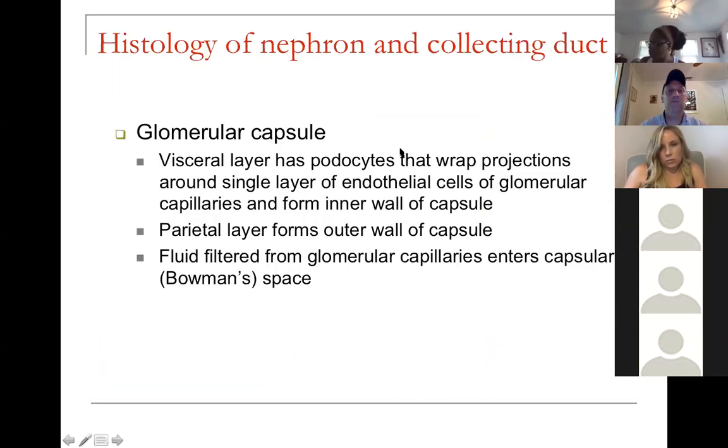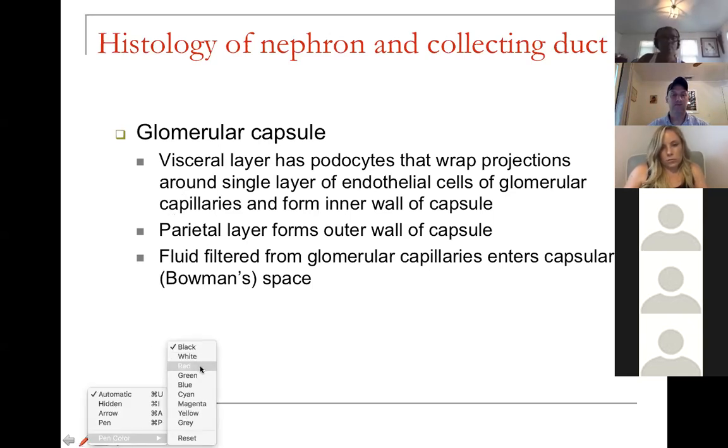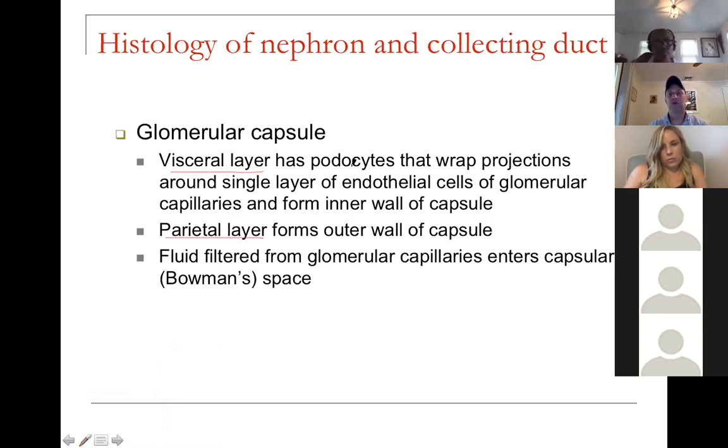So what is that glomerular capsule then? The glomerular capsule is made up of two layers. Look, repeating pattern, must be at least number 10 for this summer, right? We have a visceral layer and we have a parietal layer. The visceral layer is made up of a series of cells called podocytes, and they wrap around a single layer of endothelial cells that make up the glomerular capillary bed.